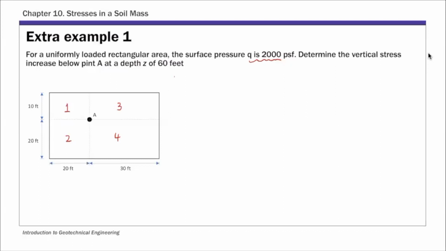So basically delta sigma Z equals Q times I3, and this I3 for this example is the sum of the 4 small rectangles. It comes from I3 of rectangle 1, up to I3 of rectangle 4. So we can find the influence factor for all these 4 small rectangles, add them up, then multiply that by Q to get the stress increase. And as I mentioned at the beginning, the reason I picked this example is you need to do interpolation.